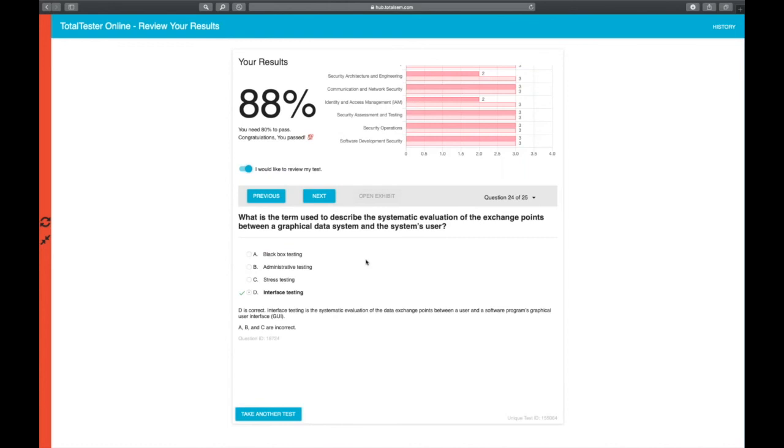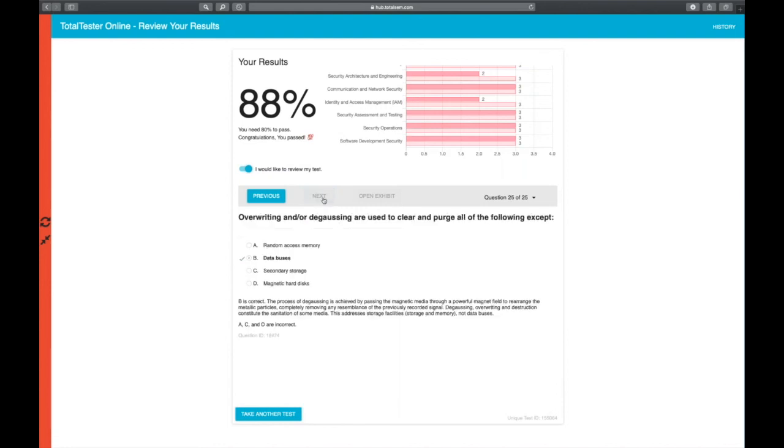Number 24, interface testing is the systematic evaluation of the data exchange points between a user and a software program's graphical user interface, GUI. Yeah, and we got this one right this time.